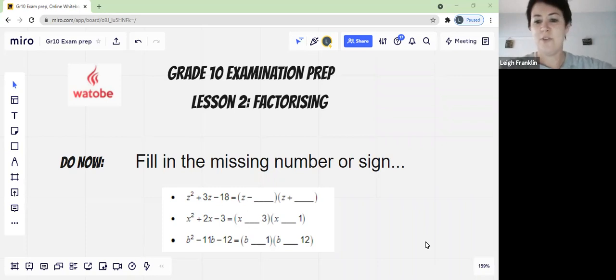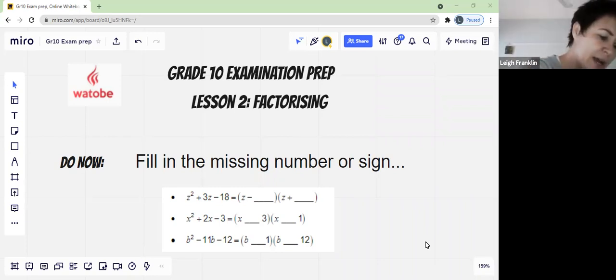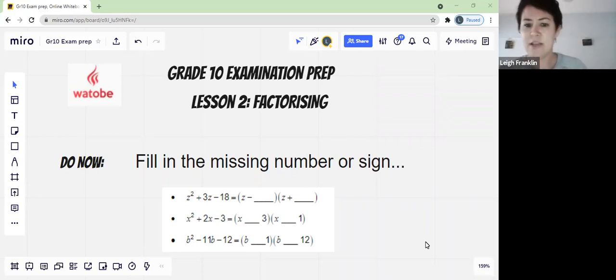So as promised from last time, we said that we needed a lot more practice with factorizing. So that's what I've gone ahead and done. I've made you a lesson on factorizing. In the do now, you can just get started with that and see if you can fill in either the missing number or the missing sign. It relates back to what we were talking about last week about trinomials. So let's wait for everybody to arrive and then we can get underway.